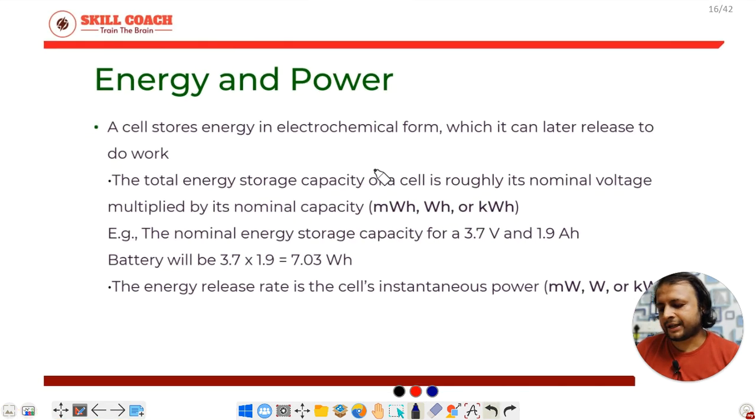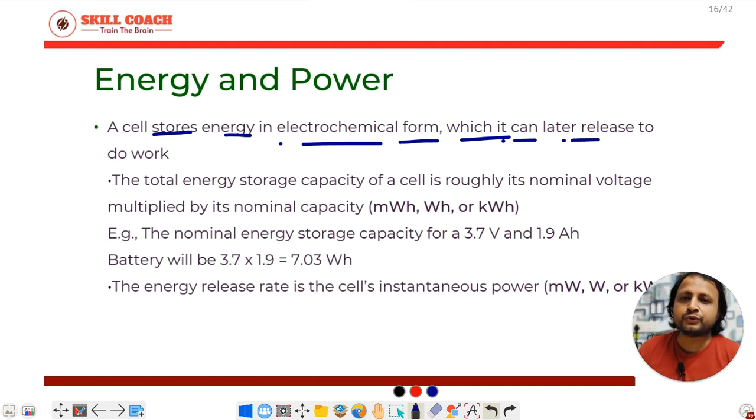What are energy and power? What do you understand by the energy and power of a battery? A cell stores energy. What does a cell do? Normally a cell exists to store energy. A cell is a device which can store charge and energy in electrochemical form, which it can later release to do work. That means releasing of charge or releasing of energy is also very much important.